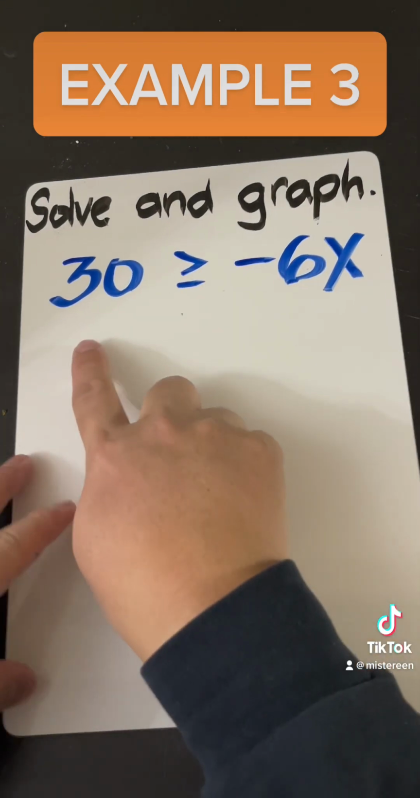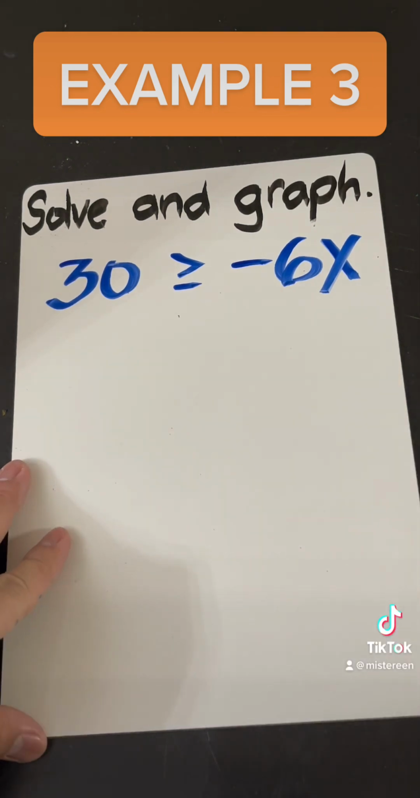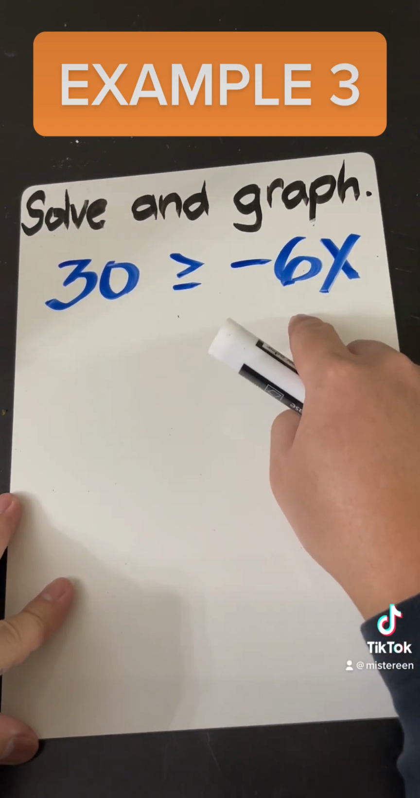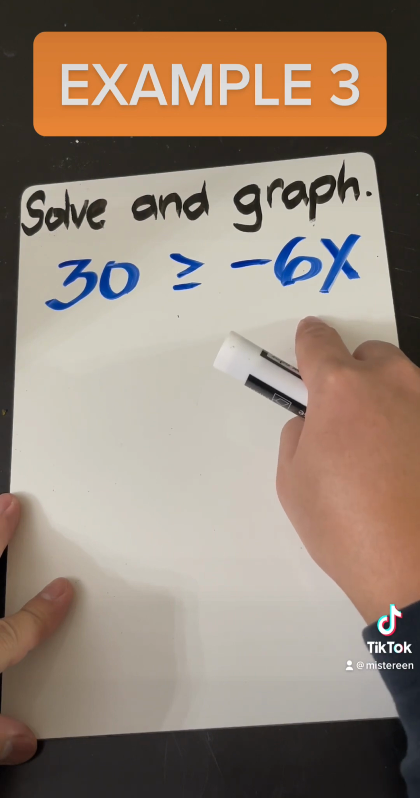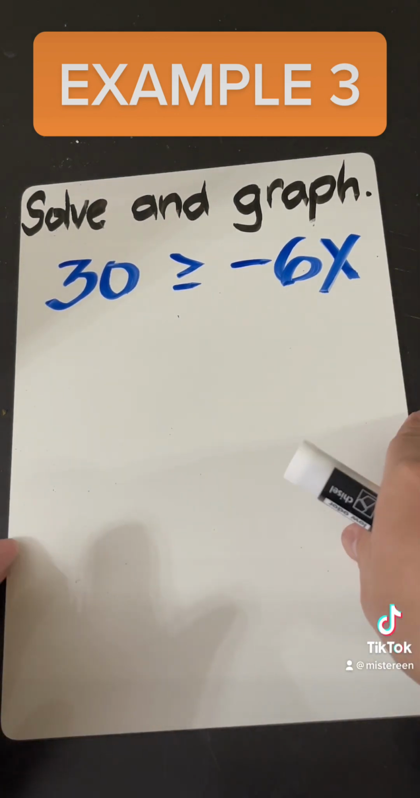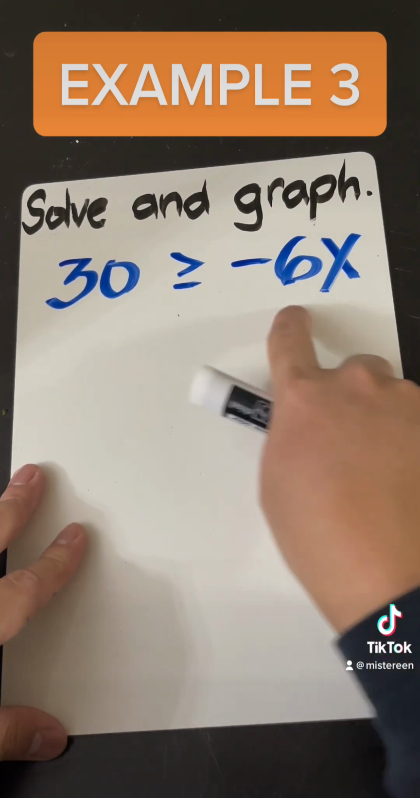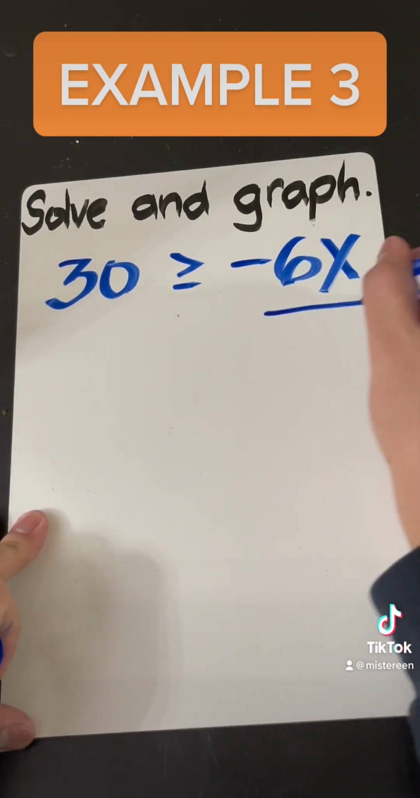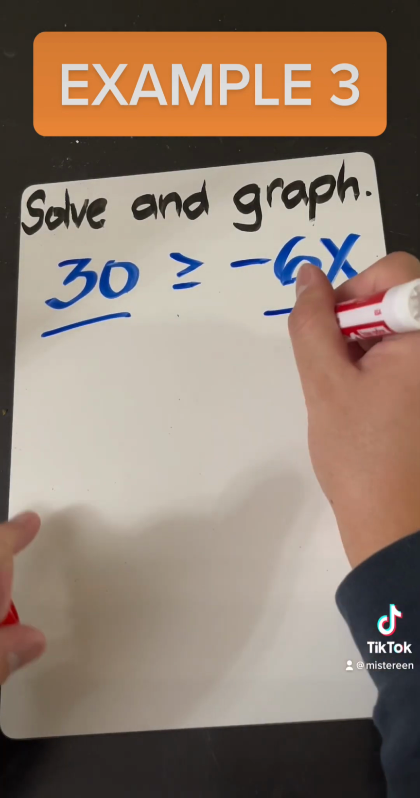Our third example is negative 6x is less than or equal to 30. In our previous two examples, I said that solving inequalities is very similar to solving equations. Now, because these are inequalities, there's a different rule when it comes to division and multiplication. Here we have a multiplication, and to undo a multiplication, we divide. But there's one thing you need to remember: it's when you're dividing by a negative number. So here we will divide by negative 6.